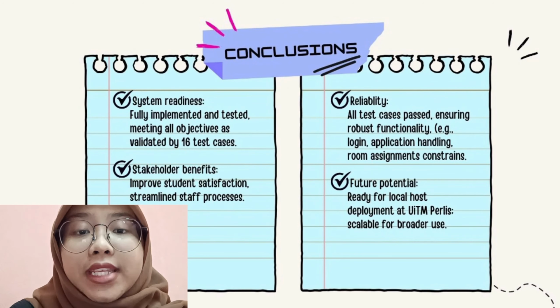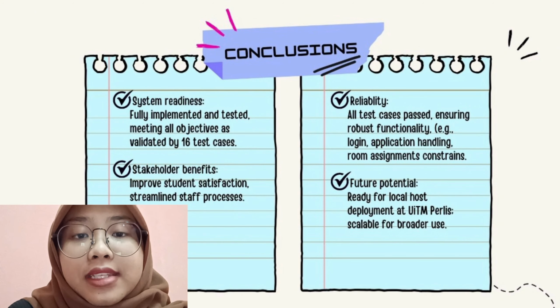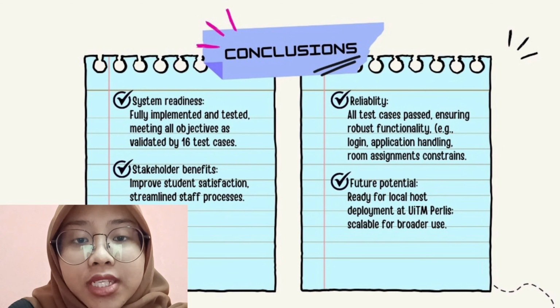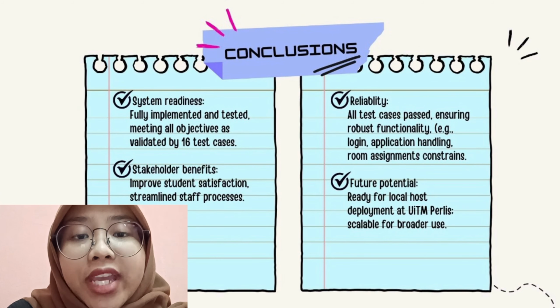In conclusion, our system has been fully implemented and tested, and meets all of the objectives as validated by 16 test cases. All the test cases have passed, which ensures robust functionality of our system. For stakeholder benefits, our system has improved student satisfaction and streamlined staff processes. As for the future potential of our system, it is ready for localhost deployment at UiTM Perlis, and scalable for broader use.